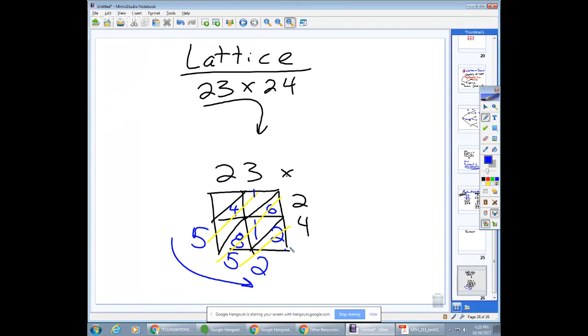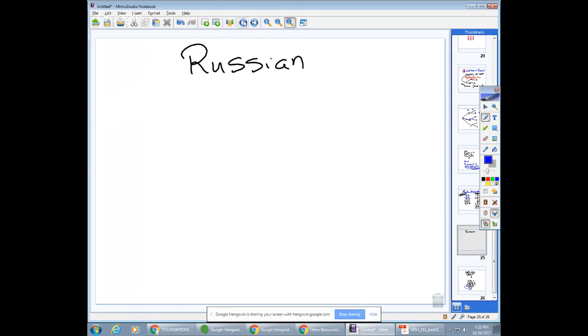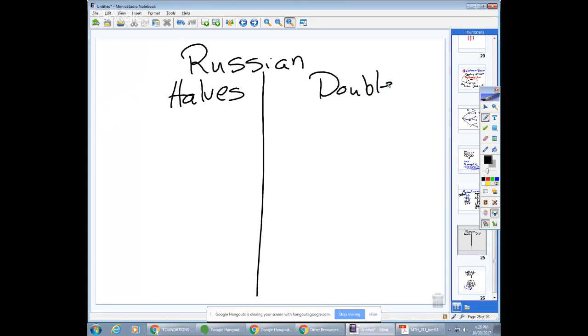Okay, let's do the Russian one next, and then we'll play with activity 3. So the Russian one is all about halves and doubles. You have 2 numbers you want to multiply. One number goes in the halves column, the other number goes in the doubles column. It doesn't matter which goes where. So I'm going to pick for the halves column 23, and then the 24 has to go in the doubles column.